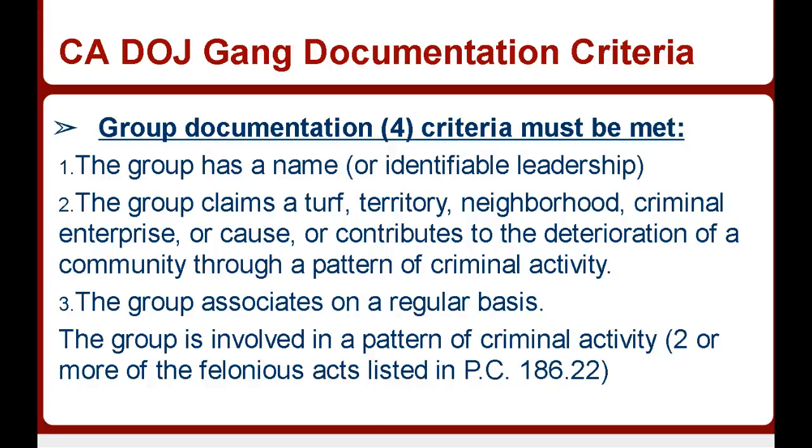Now, the California gang documentation criteria. This comes through the Department of Justice. And for a group to be documented as a gang, they have to meet 4 criteria. It has a name or some type of identifiable leadership or moniker, if you will. There has to be a designated territory or some geographic area that causes or contributes to the deterioration of community through a pattern of criminal activity. The group associates on a regular basis, and the group is involved in a pattern of criminal activity, at least 2 or more felonious acts that we enumerated in PC 186.